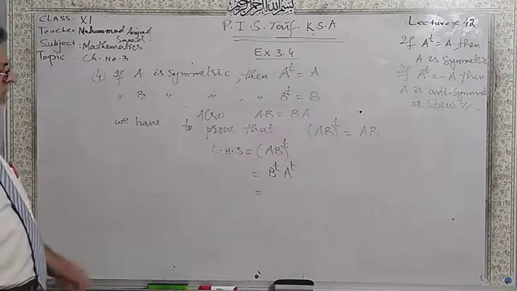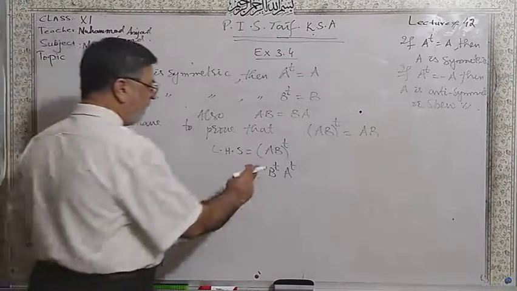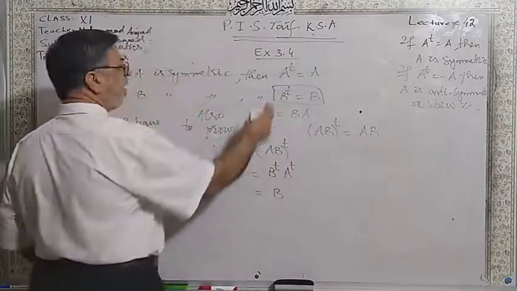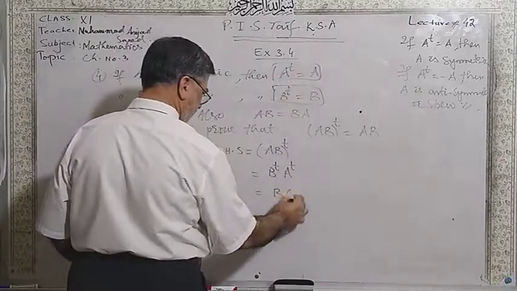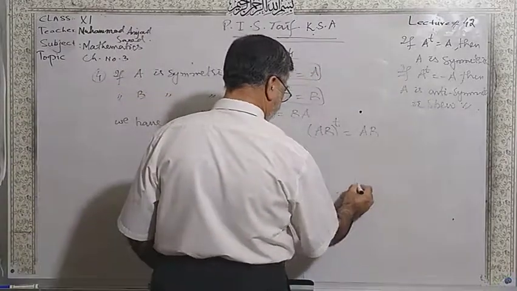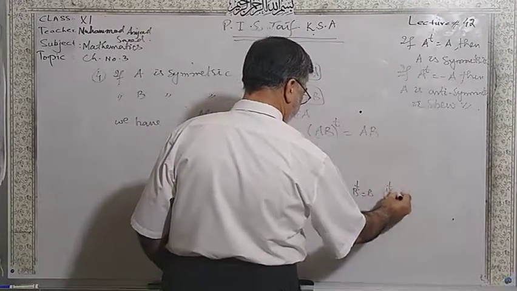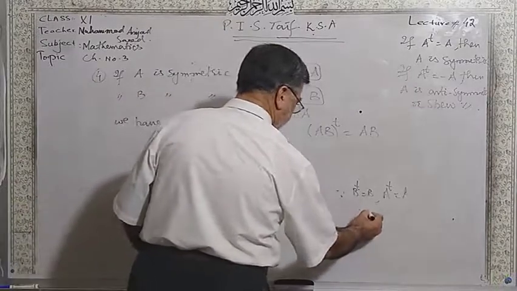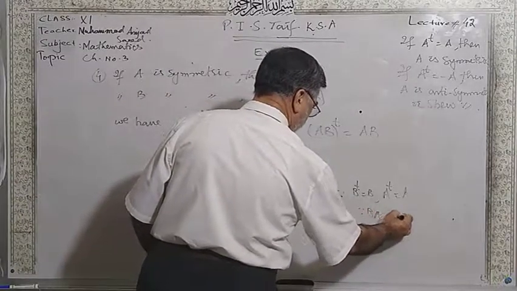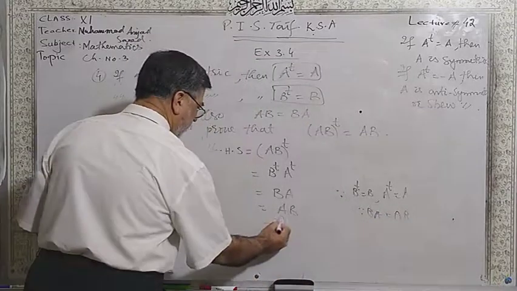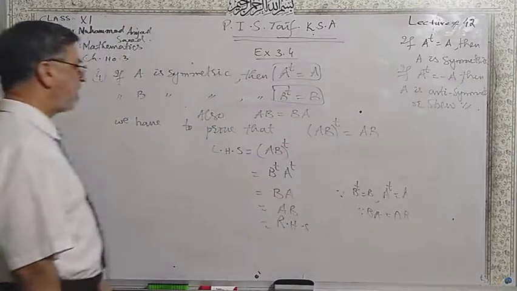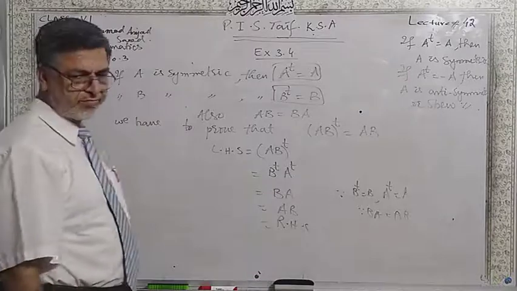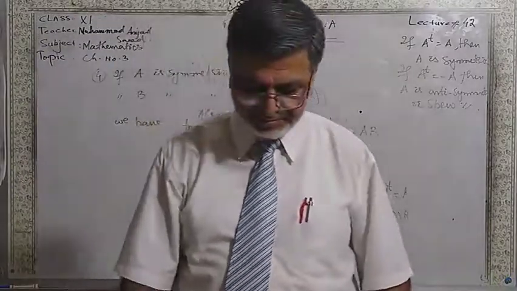You have seen this even in 9th class, chapter number 1. Now B transpose is equal to B, we are using it. Similarly, A transpose is equal to A. Since B transpose is equal to B, A transpose is equal to A, and BA is equal to AB, as it was given also, that is your right hand side. Hence, AB is symmetric. That was your question number 4.